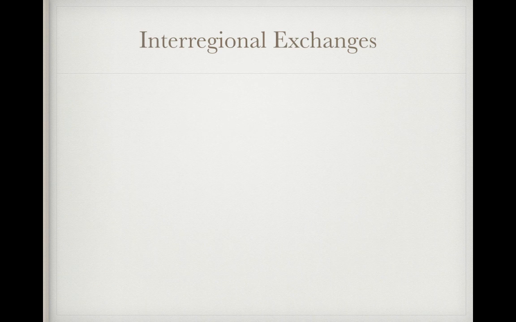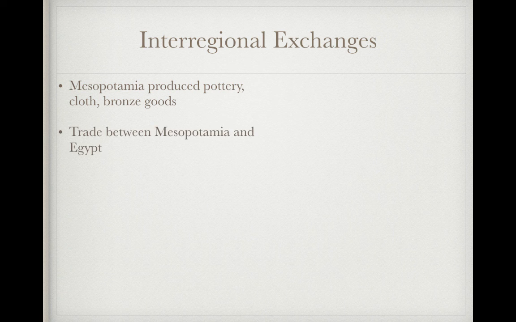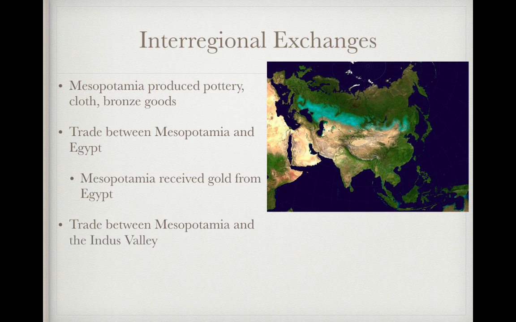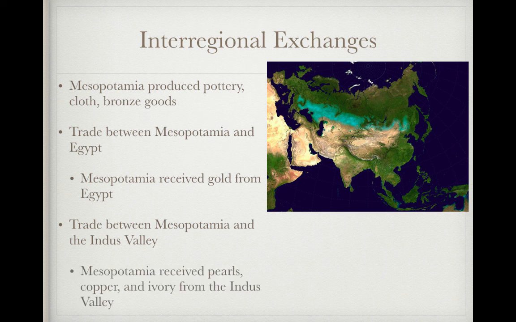Okay, let's focus on interregional exchanges. Mesopotamia, they produced pottery, cloth, and bronze goods, and they would trade with Egypt, and in exchange for those goods they would get gold from Egypt. So we have Mesopotamia over here, and then Egypt located over here. Trade between Mesopotamia and the Indus Valley, located over in present-day India. Mesopotamia would receive pearls, coppers, and ivory from the Indus Valley.